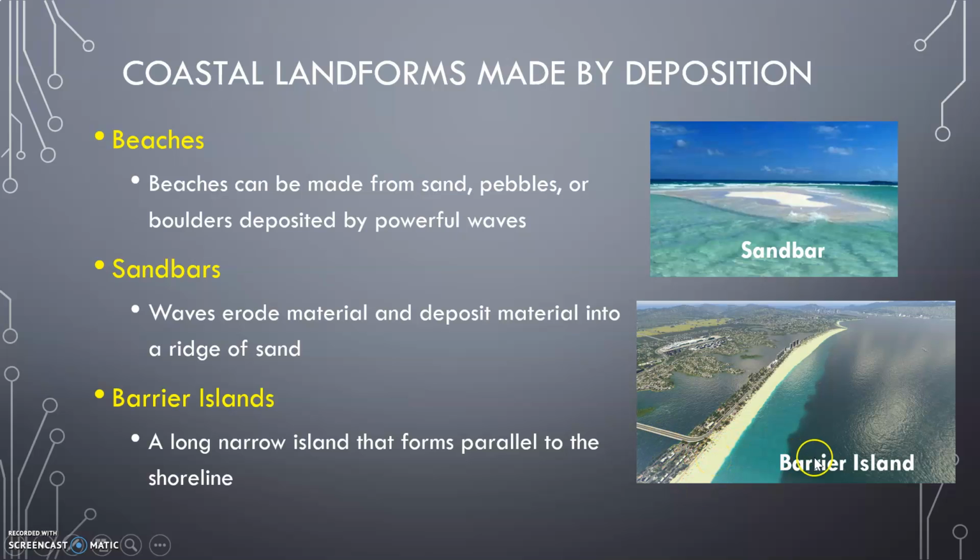So if, say, a hurricane were to come, it's going to have to come through this barrier before it's going to actually affect the mainland. So these are all the landforms that are created by both erosion and deposition.